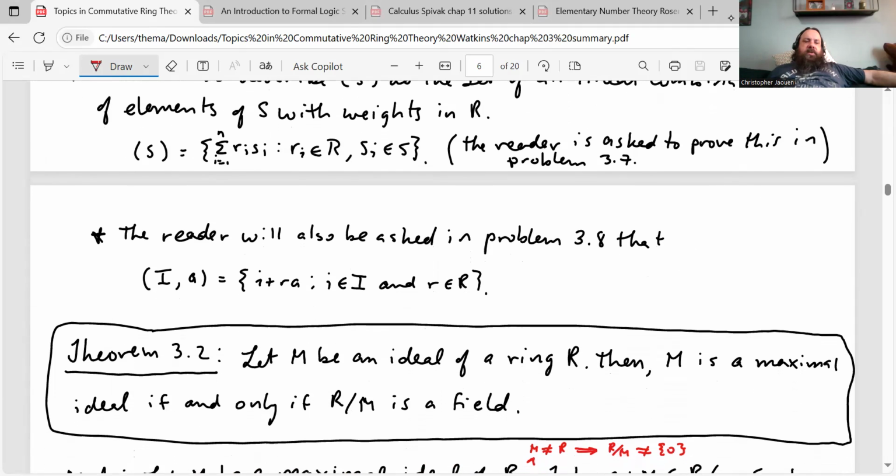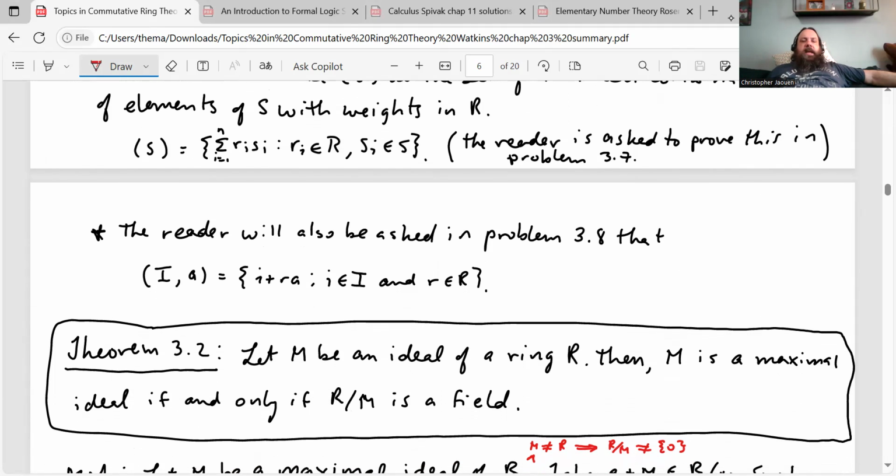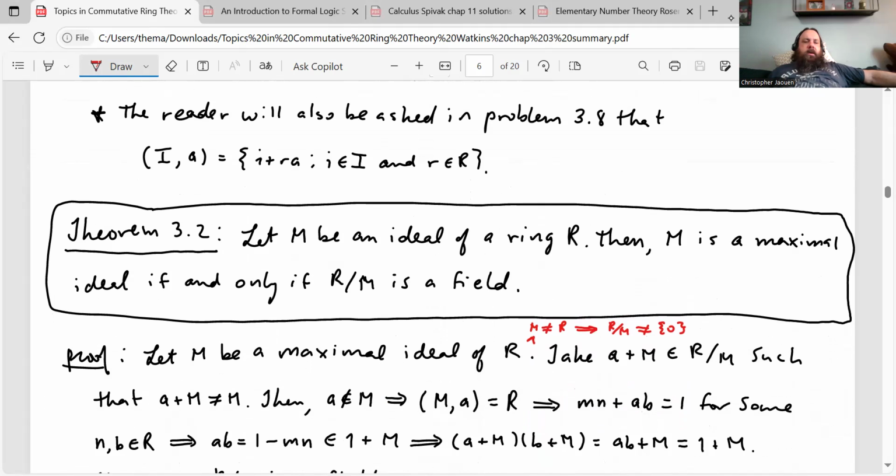And then another statement here, the reader will also be asked in problem 3.8 to show that the ideal generated by I and the element a is given by that set of elements i plus ra, where i is an element of I and r is an element of R. So we'll do that in the exercise set too, so I won't prove that here. I'll do that in the next video.